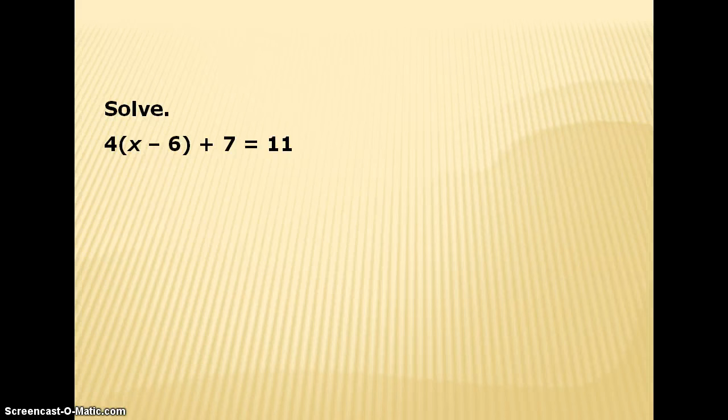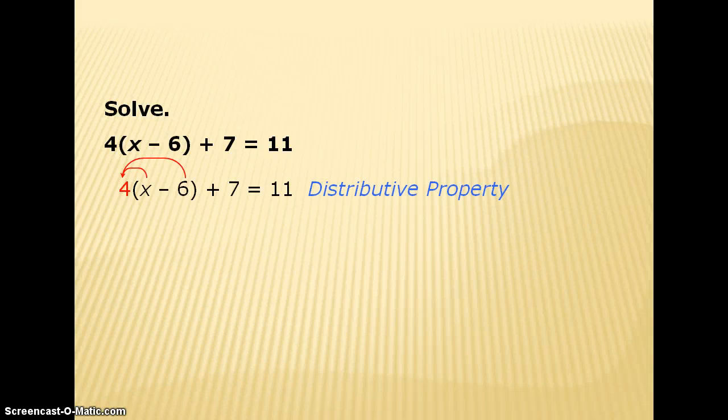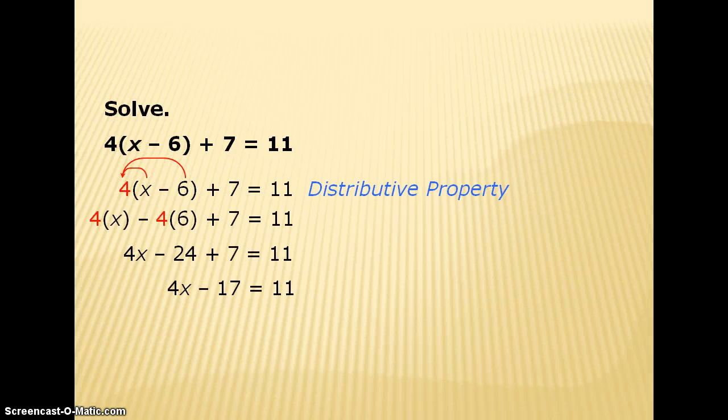Now we see 4 parentheses x minus 6 plus 7 equals 11. The other way you might hear this read is 4 times the quantity of x minus 6 plus 7 equals 11. First thing we need to do is distribute. We share the 4 with all the inside numbers. 4 times x, 4 times 6, and then bring down the rest. So you can see we've jumped ahead a few steps. We get 4x minus 24 plus 7.